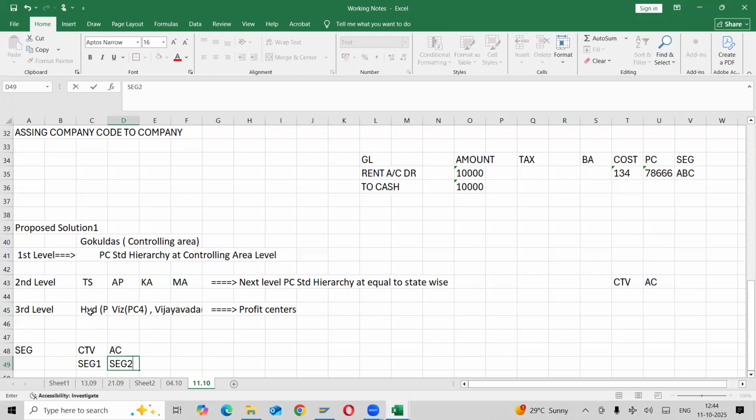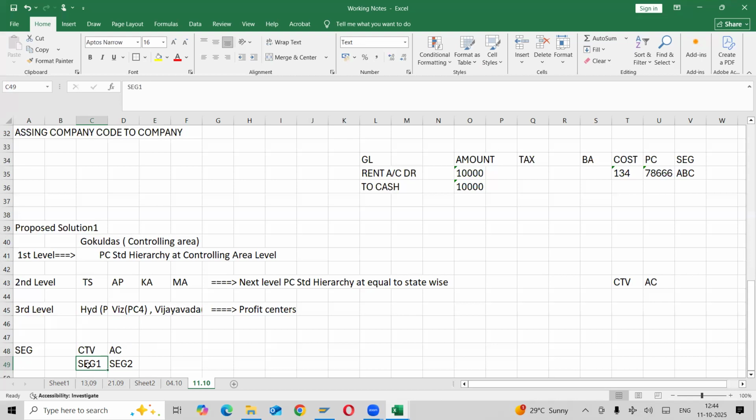So here Hyderabad is handling color TVs as well as air conditioners. So for this profit center, I'm going to assign these two segments separately. Next, Vizag is selling only ACs, so for this profit center I'm going to assign only this segment. Vijayawada is selling only color TVs, so for this profit center I'm going to assign this segment.